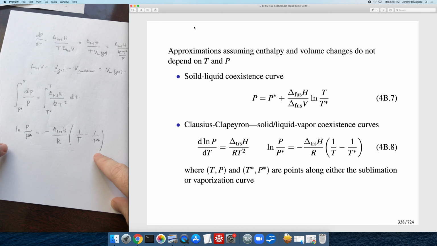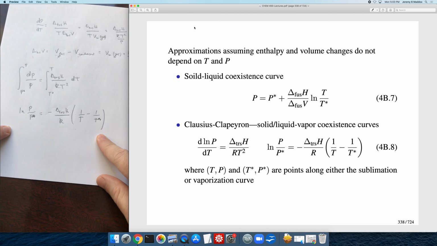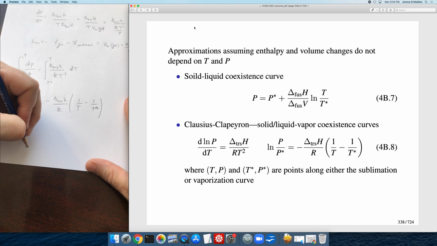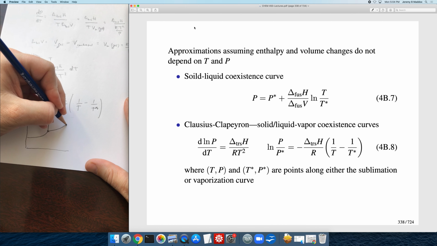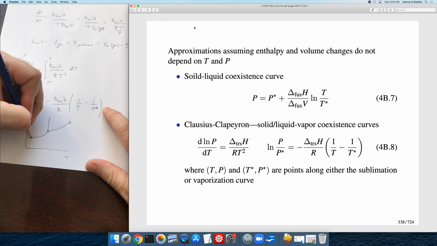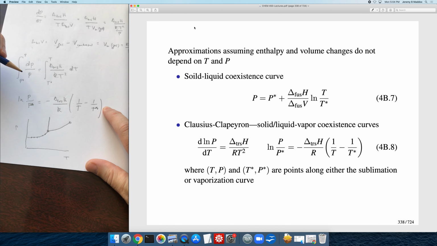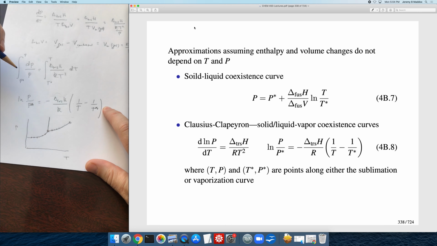And this is valid for both sublimation and for vaporization. So going back to the diagram, this curve relates 2 points that are along either the sublimation curve, in which case you would use the enthalpy of sublimation, or it relates points along the vaporization curve, and you would use the enthalpy of vaporization in that equation. Okay, so that's the Clausius-Clapeyron equation.